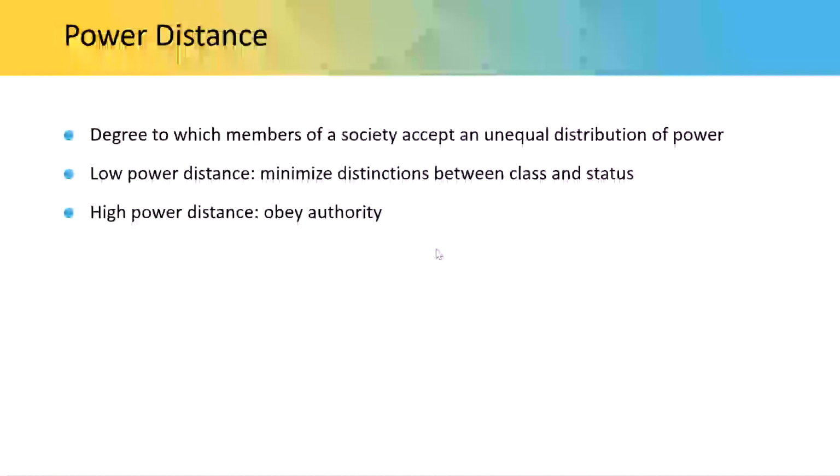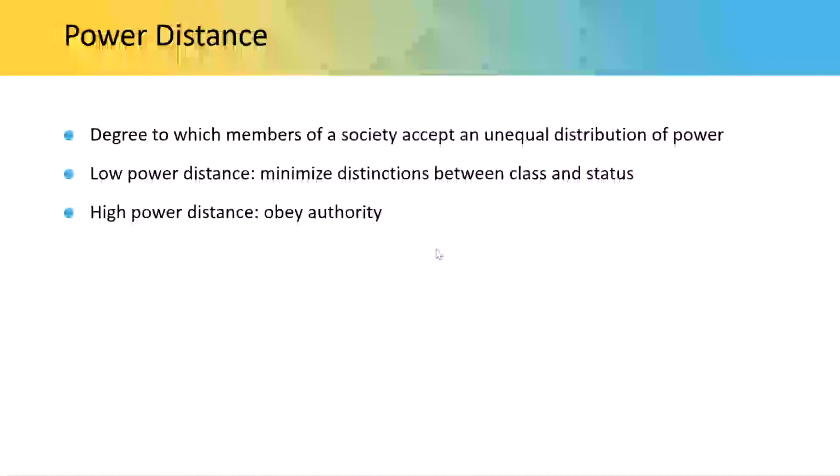In a culture, do we accept that there's going to be an unequal distribution of power? There are some people who will have power, money, and status, and that is just right and normal, or do we believe that it should be a level playing field, which would be low power distance?